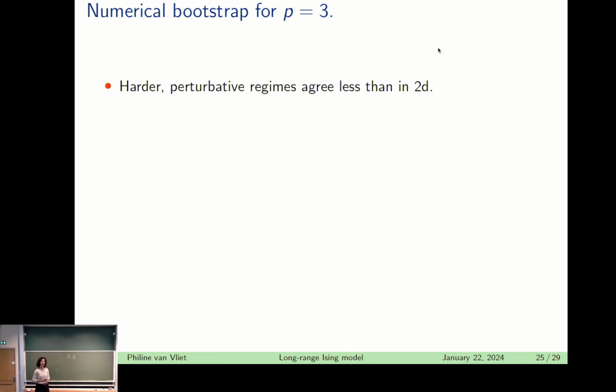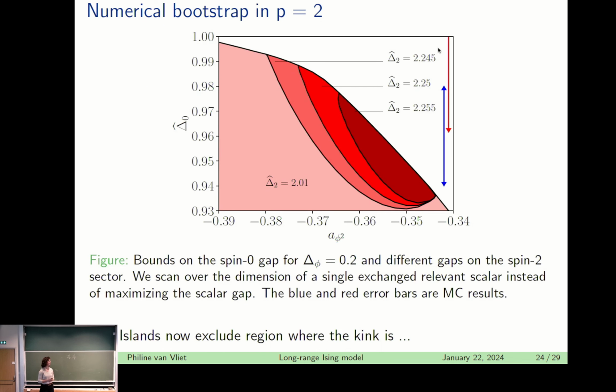Now, yes? Did you have a perturbative prediction for this dimension of the spin2? Yes. I can look it up afterwards for you. I don't know, I forgot it, but yeah, it should be somewhere around this value, but not too far off from this.